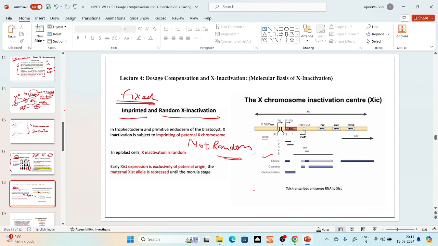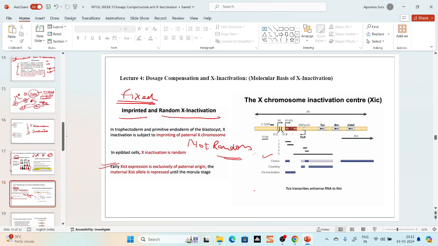Okay. So early Xist expression is exclusively of paternal origin. The maternal Xist allele is repressed until the morula stage. That is what it is saying. Because if X is inactivated in the males, that means Xist is expressed in the males and Xist is not expressed in females. That is the only meaning. Because for the inactivation of X chromosome, Xist has to be expressed. So if X of the male is getting inactivated, that means the Xist of male is also active up till the morula stage.